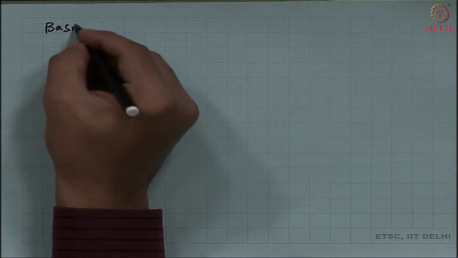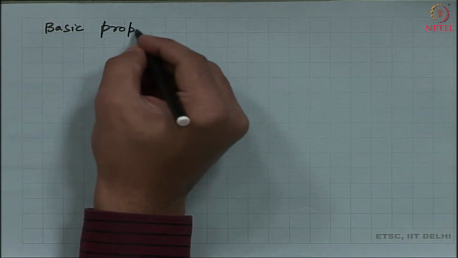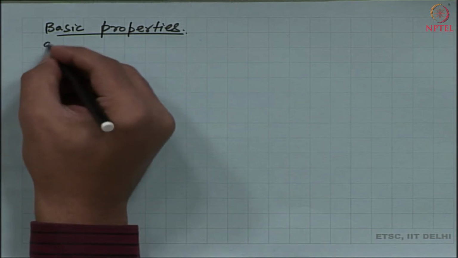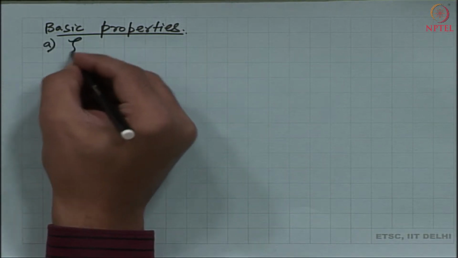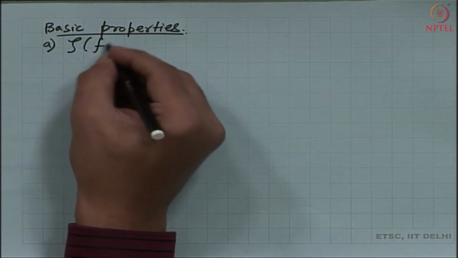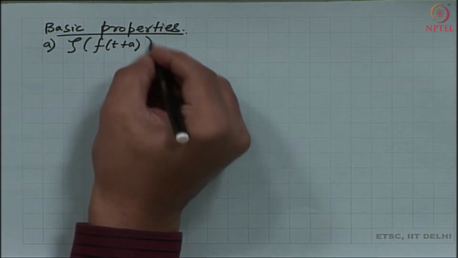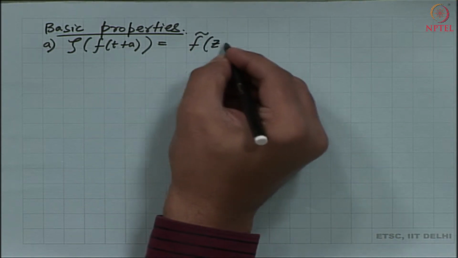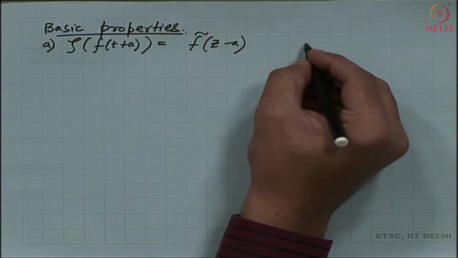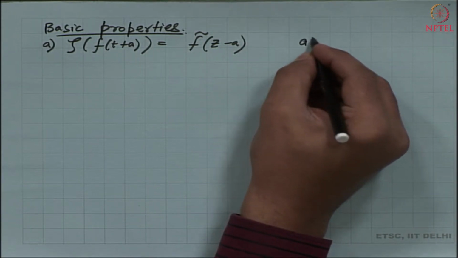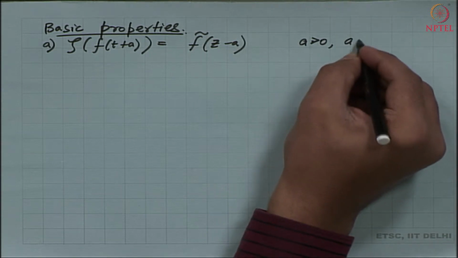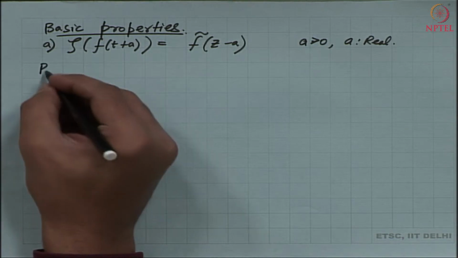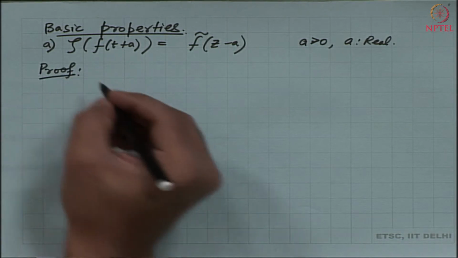So, let us look at some properties of the Stieltjes transform. The first property shows that the Stieltjes transform of f(t + a) is given to be f tilde of (z - a). The assumption here is that a is positive and real as well. To see this result, there is a quick proof.